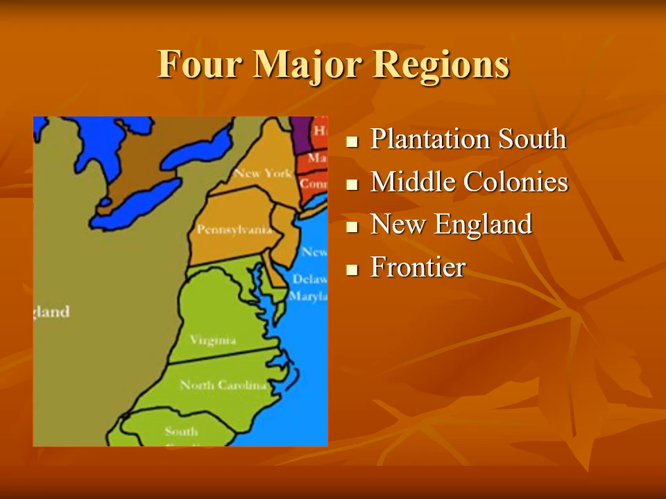Plantation South is Georgia, South Carolina, North Carolina, Virginia, Maryland, and Delaware. Okay, those are considered southern colonies. The middle ones are Pennsylvania, New Jersey, Connecticut, New York. I think of those as the North. I don't know about y'all, okay?